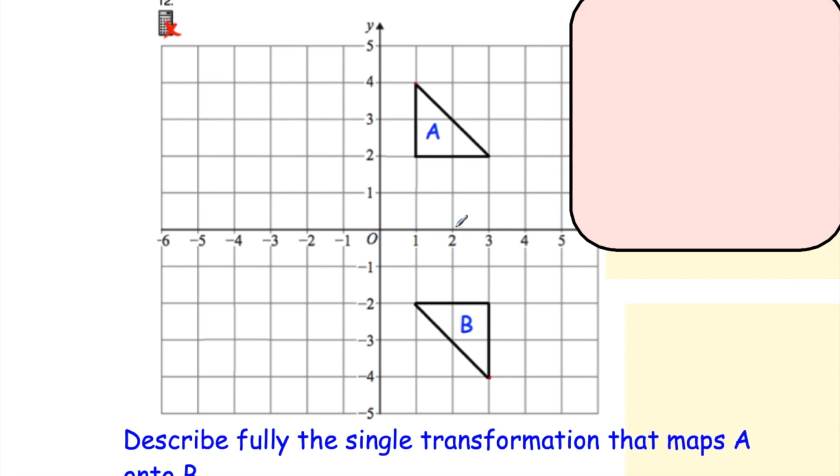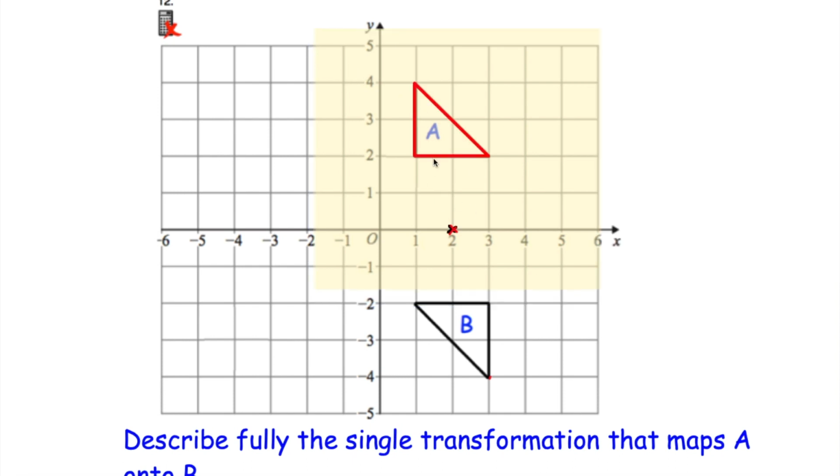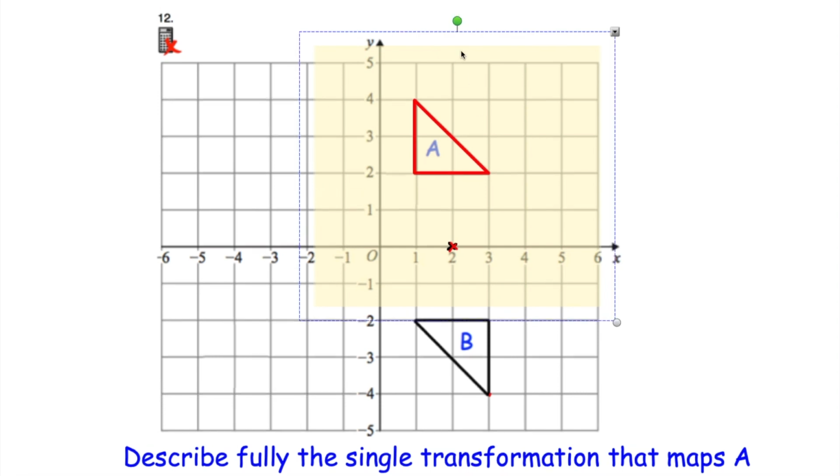So I'm going to go down a bit. I'm going to try now the point 2, 0. So let's get our tracing paper, put it over the center of rotation 2, 0 and the triangle and draw over the top of them. And it would look something like this. And now what we're going to do is rotate this triangle 180 degrees about the point 2, 0 and see if it lands on top of B.